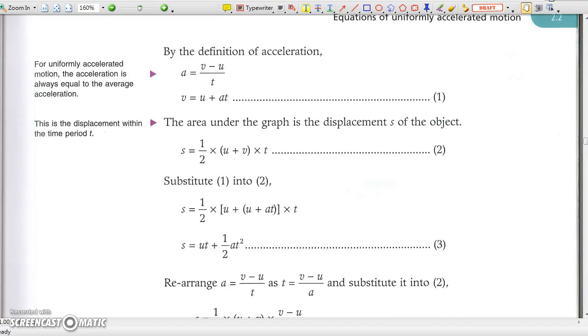ways. For acceleration, a equals v minus u over t, hence we have v equals u plus at. For displacement, which is the area under the vt graph, we have s equals half of the sum of u and v multiplied with time t.